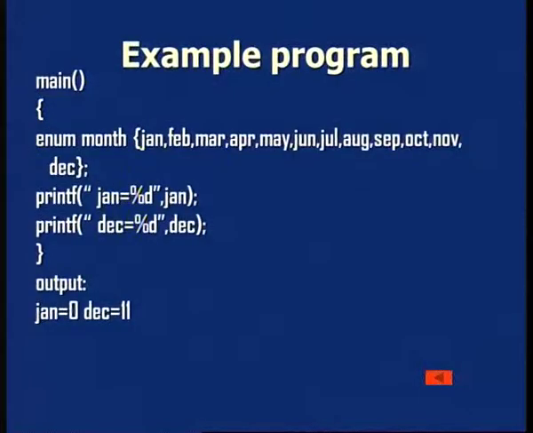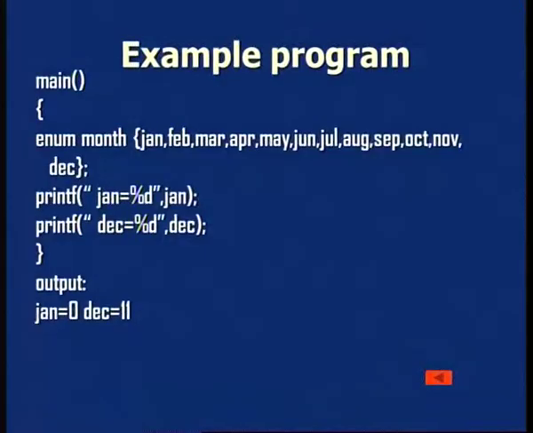this final slide. Here you are having the main function, again enum month, I am having around 12 identifiers and I am printing "Jan is equal to %d" for Jan, "December is equal to %d" for December, and I am getting the output as Jan is equal to 0 and December is equal to 11. This is because the identifiers are not taken as character values. Always in enum data type, the identifiers are taken as integer values by the compiler, and it invariably starts from 0, just like how the array indexes start from 0.